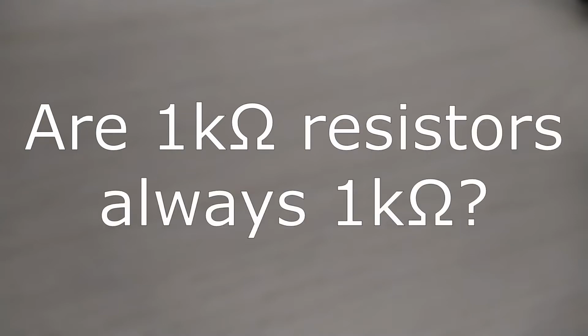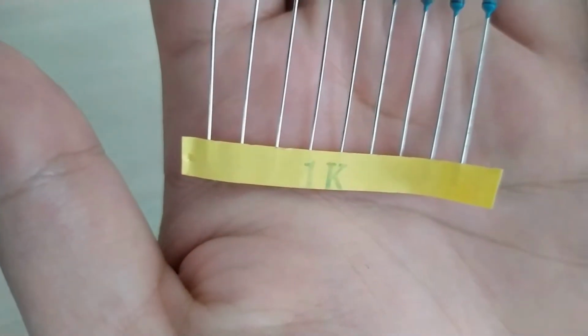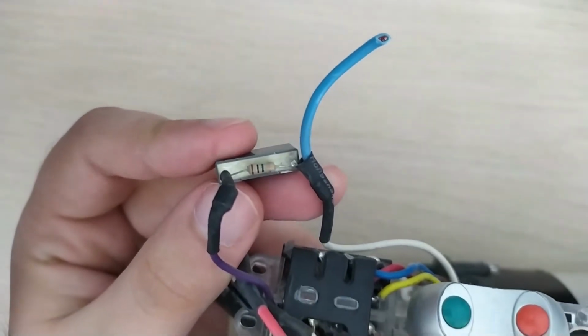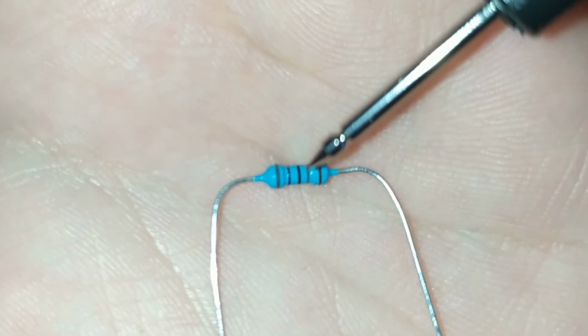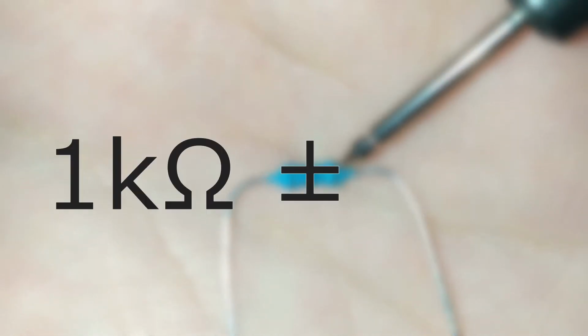So the question is, if I buy 1 kilo resistors, will all of these be 1 kilo? Unfortunately, the answer is no. This is because there is a factor called tolerance. For instance, generally, these blue resistors have 5% or 1% tolerance. Instead, these beige resistors have 10% or 20% tolerance. To know the tolerance value, you can check the color of the last band of the resistor. In this case, we have a 1 kilo resistor with 1% tolerance.